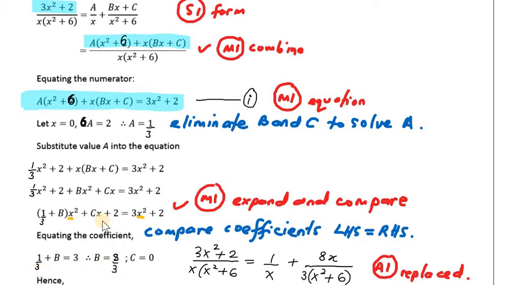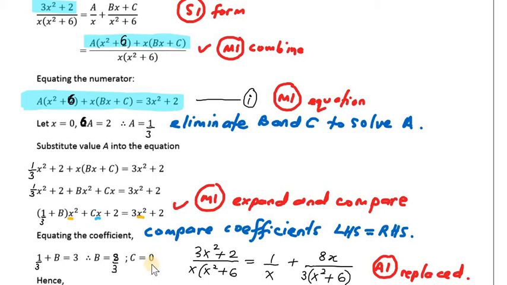As for c, what is the coefficient of x? On the left there, the coefficient of x is c, but on the right, there is no x. So meaning c is equivalent to 0. There we solve for c.